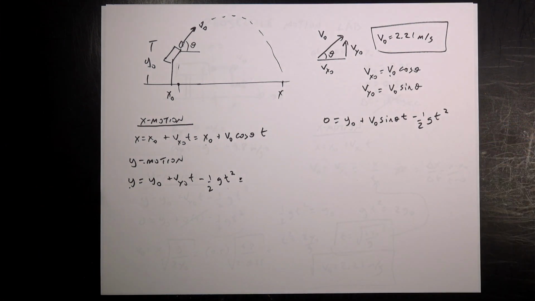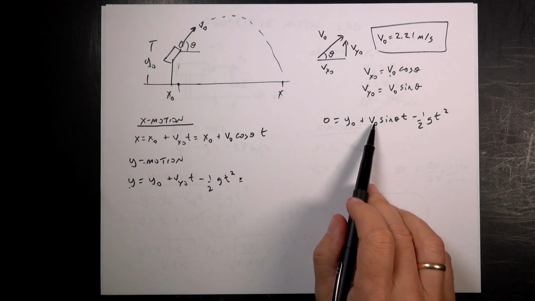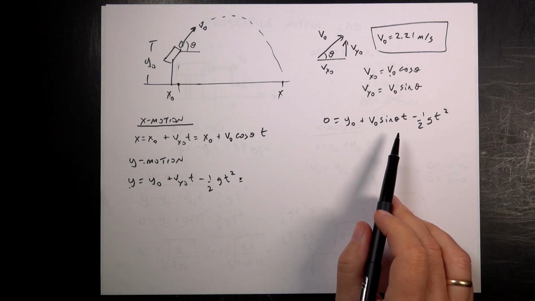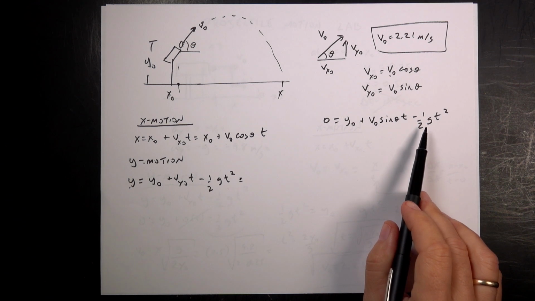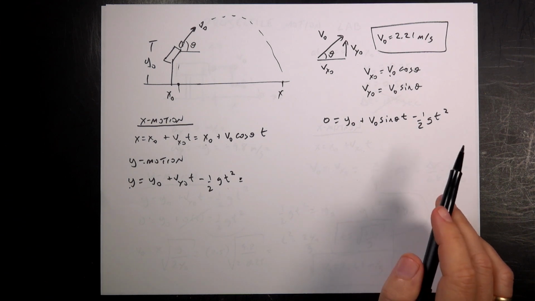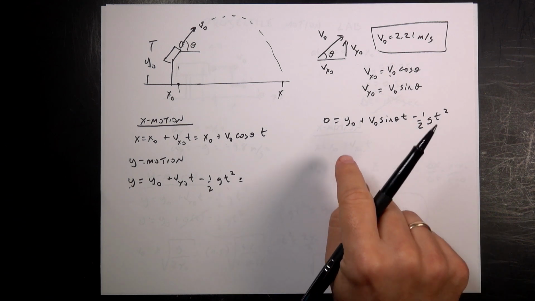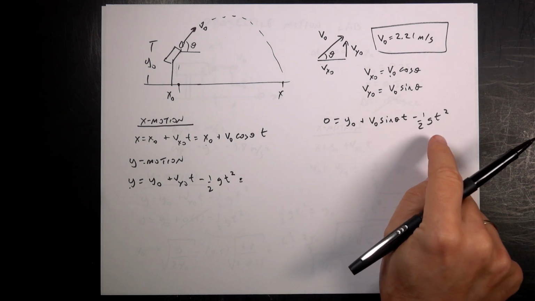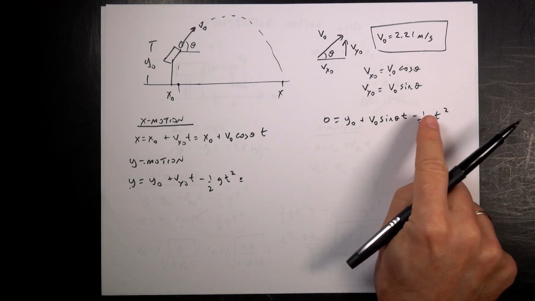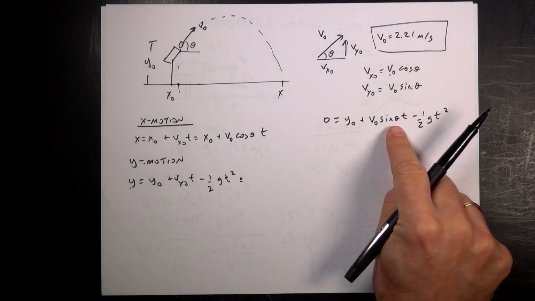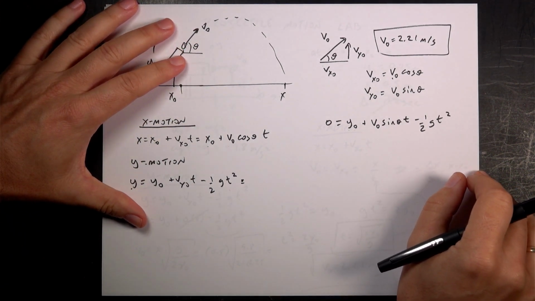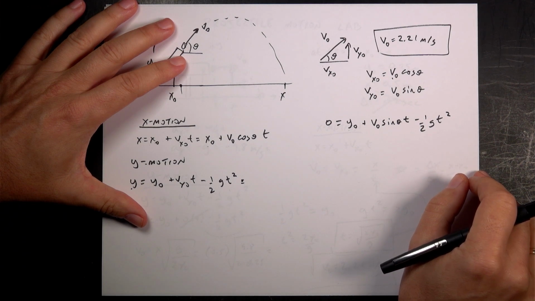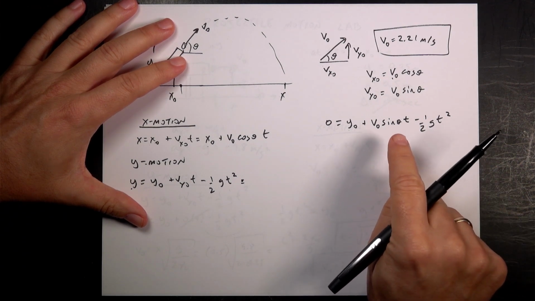Now, I know y0. I know everything, so it's just a number plus a number times t minus a number times t squared, and I want to solve for t. I have a problem here because I can't do what I did before. I can't get t by itself and take the square root, because I have a t term there too. If you have a little experience solving these kinds of problems, you'll see that this is a quadratic equation, and so I have to use the quadratic formula to solve it.